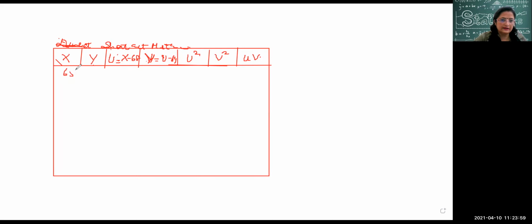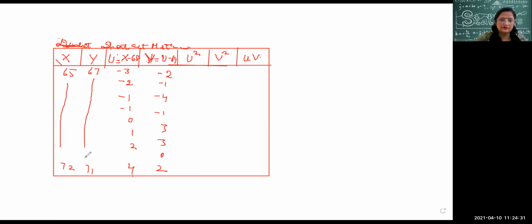Now you will put all the values from 65 till 72. Then you will put all the values here 67 till 71. So after taking the deviations, look how small the values have become: -3, -2, -1, then again -1, then 0, then 1, 2, and the last value is 4. Similarly, -2, -1, -4, -1, then 3, and 0 and 2. So you will put all the values of u and v.